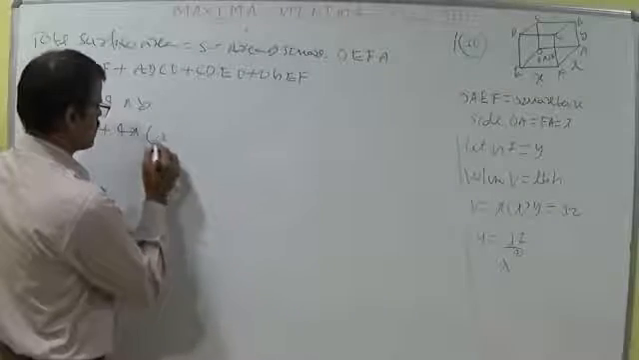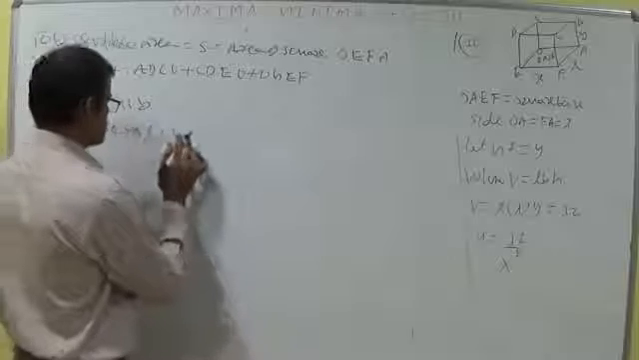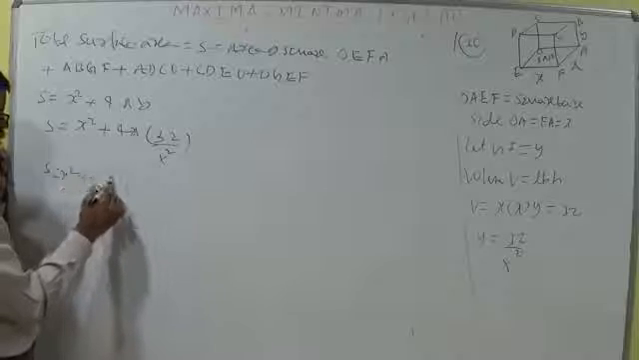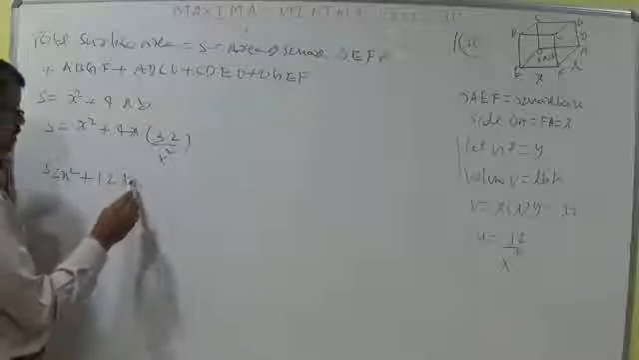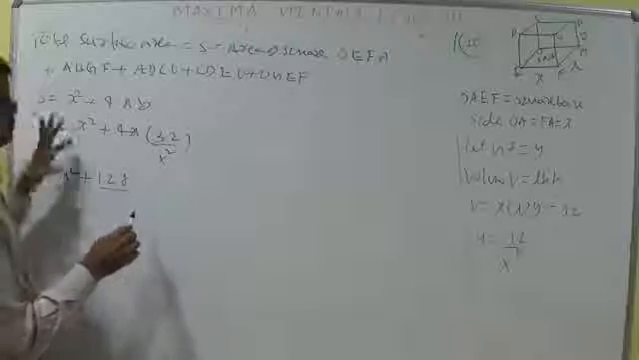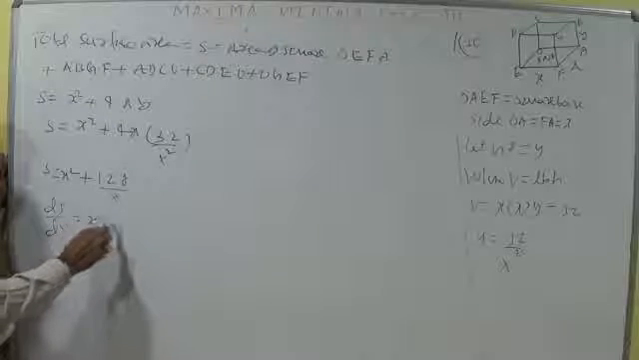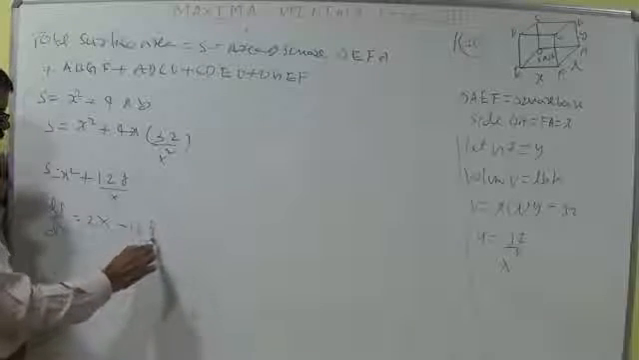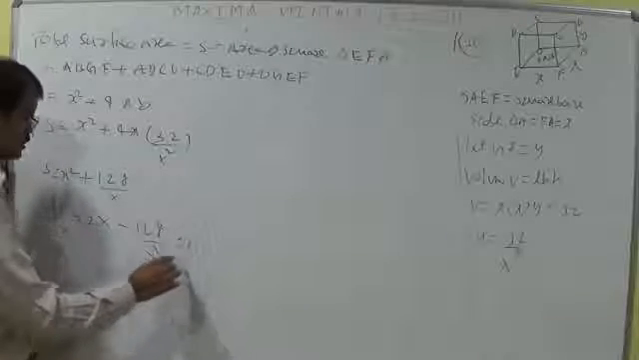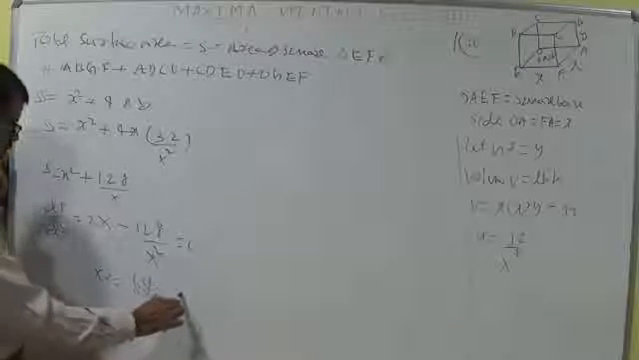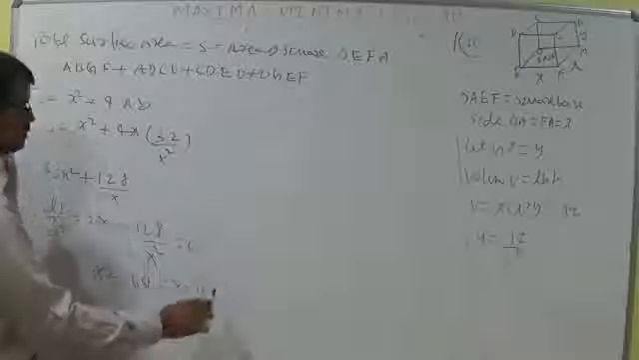S is equal to X square plus 4X into Y, which we found here as 32 by X square. Next S is equal to X square plus 128 by X. Now I am checking whether the area is min or max: 2X minus 128 by X square equal to 0. With 2 you can divide and take an LCM, it becomes X cube equal to 64. So X is equal to 4.